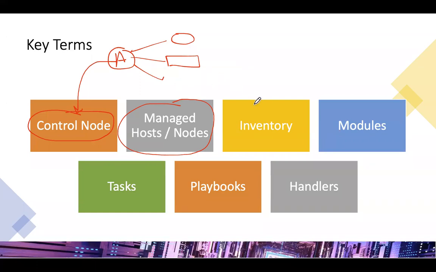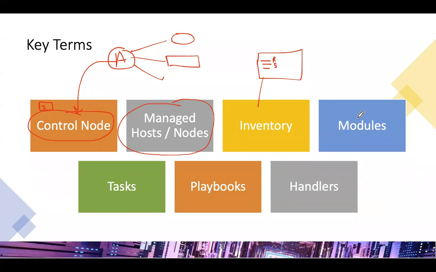The inventory. The inventory is a piece of document that lists the managed nodes. It is going to have a list of routers or switches that can be managed by the control node. This file is installed in the control node inventory file.